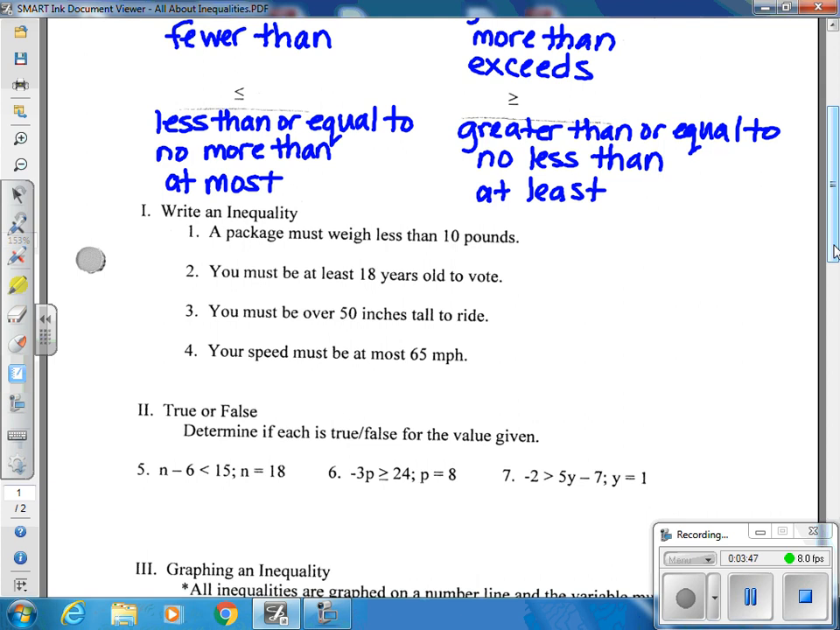When you're writing an inequality, you must have 3 things. You must have a variable, a symbol, and a number in that order, right? And then your completed answer, right?